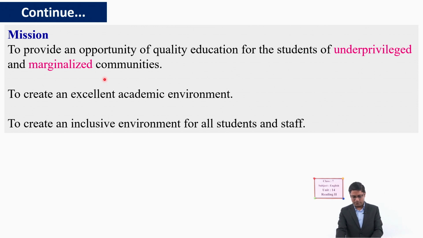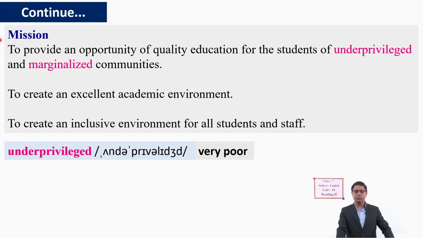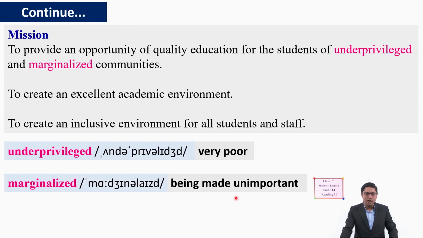Very good. So, underprivileged means yes, very poor, okay. So, very poor, they are underprivileged, and when we say marginalized, that means being made unimportant, which we think they are not important or which society thinks they are not important or they do not have important roles in communities which we think. So, such communities are called marginalized communities, okay. So, even the students of very poor families or very poor communities, similarly marginalized communities, they can get quality education in this school, that is their goal.